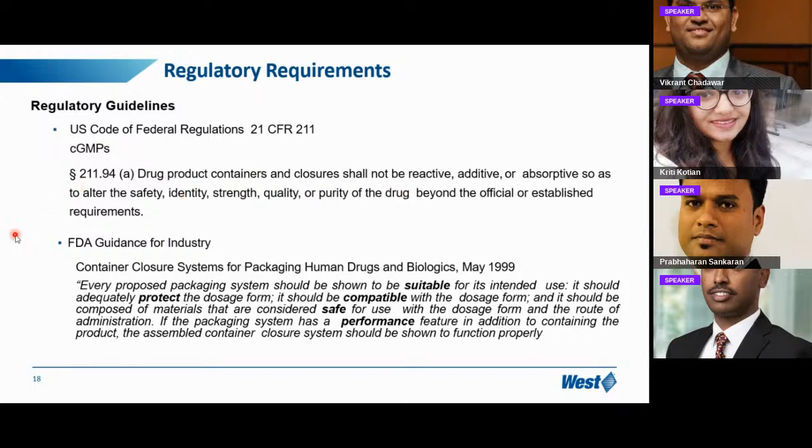There is also a guidance for industry which explains that whatever you prepare for container closure should be suitable, it should protect your dosage form, it should be compatible with your dosage form, and the final dosage form should be considered safe for use. It should have high performance features in addition to containing the product in an assembled container closure system. So this is the guidance for industry which the US FDA recommends for preparing any kind of container and closure systems.